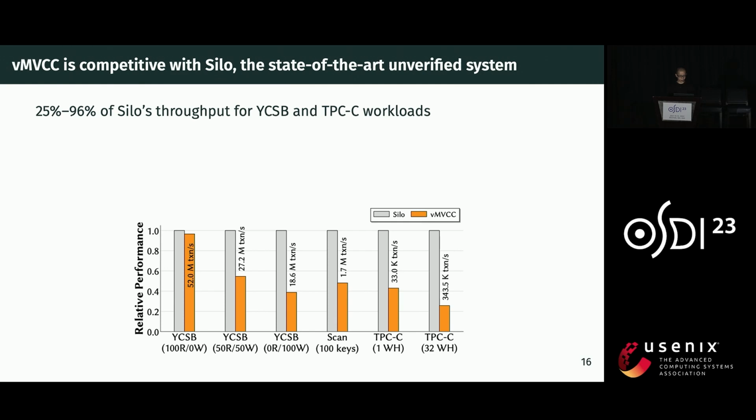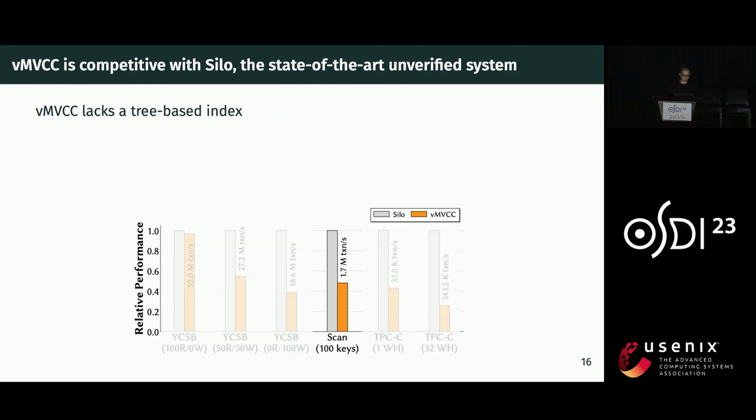Depending on the workload, vMVCC throughput is within 25% to 96% of Silo. Looking more closely, we identify two main reasons that lead to the performance differences. The first reason is the lack of a tree-based index structure in vMVCC. This means that to handle a range query, vMVCC will expand that into multiple reads, whereas Silo would simply issue a range scan that is more efficient.